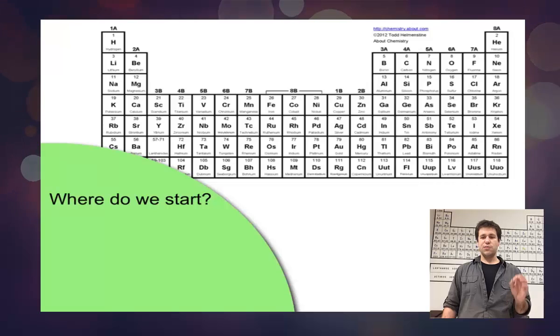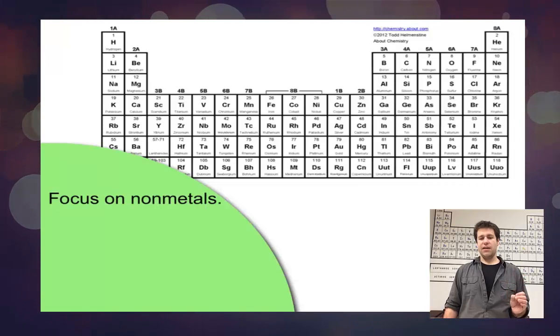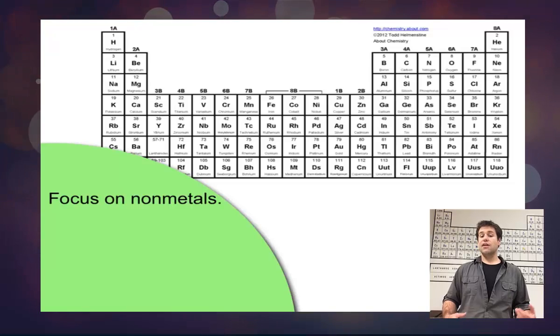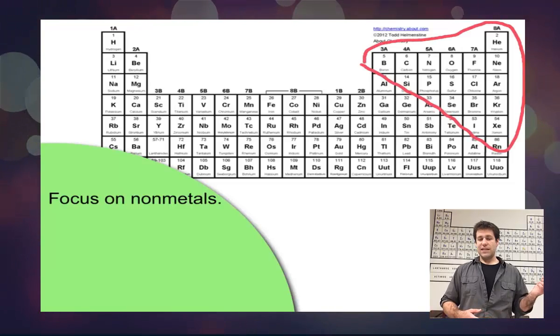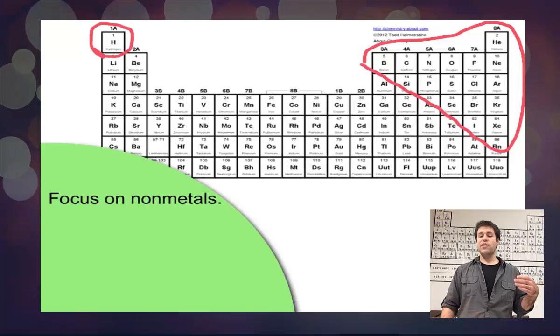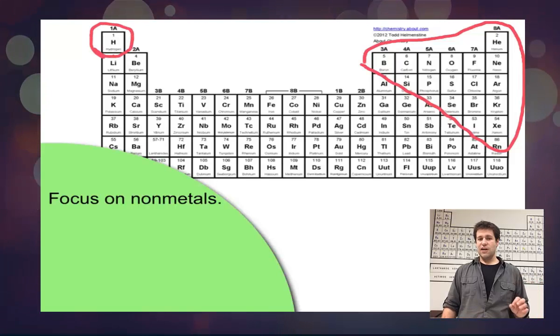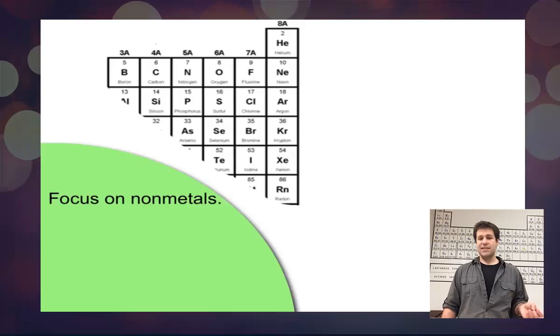First thing you got to know is with covalent molecules, we focus on nonmetals. Your nonmetals are located to the right side of the periodic table, along with hydrogen. Hydrogen we'll talk about more in a later video dealing with acids and hydrates, so look for that.